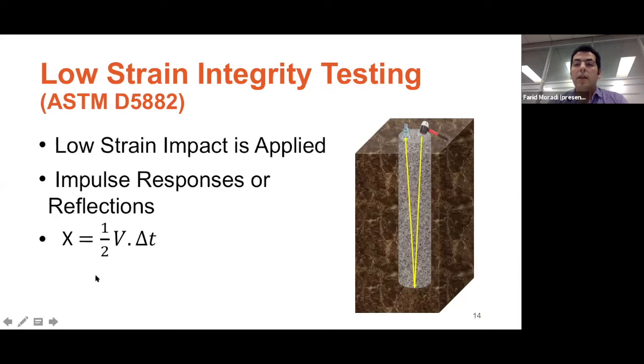The most famous pile integrity testing, which works on the pulse echo concept, is low strain impact integrity testing, based on ASTM D5882. It's low strain because you use a very handheld hammer for hitting your pile head. When you hit the pile head, the stress wave is generated, travels through the environment, reflects off the boundary, and is collected by your sensor near the surface of the piles.